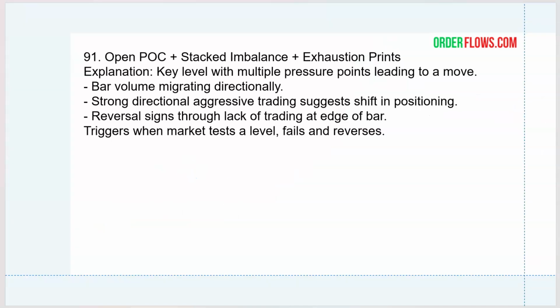All right, number 91: open point of control, stacked imbalance, and exhaustion print. Again, you see a lot of exhaustion prints because exhaustion print is something I spent a lot of years trading with. Open point of control is your key level with multiple pressure points leading to a move. Multiple pressure points is your stacked imbalance. So you have bar volume migrating directionally. Strong directional aggressive trading suggests shifts in positioning. Reversal signs through lack of trading at the edge of the bar, which is your exhaustion print. So it triggers when the market tests a level, fails and reverses.